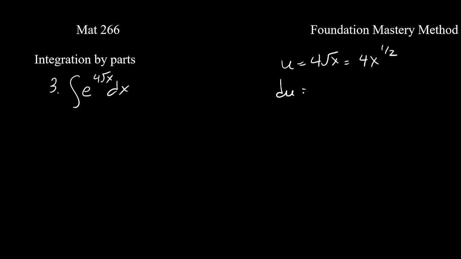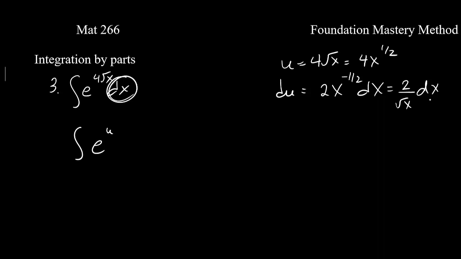Then du will equal 2 times x to the minus 1/2 dx. Or we can think of that as 2 over the square root of x dx. So now let's look at what happens if we try to make the substitution. We'll have e to the u, and what we have remaining is dx. But if we solve for dx, we see that dx equals the square root of x over 2 du. And we need to express dx only in terms of u and du without x involved. So what can we do?